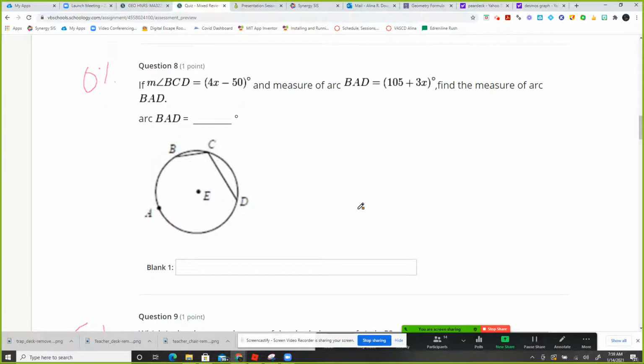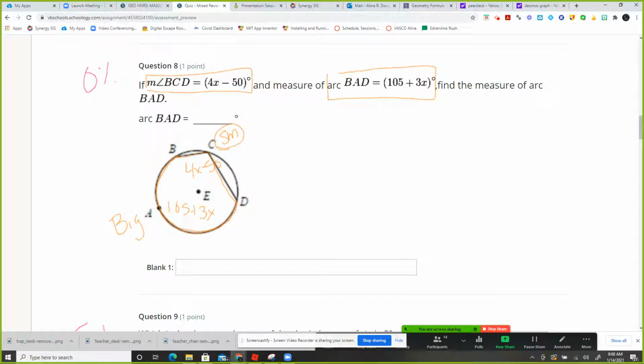Question number 8 is another inscribed angle. We've got a small angle and a big arc. The trick here is to translate, and it is a trick until you get used to it. So angle, that's measure of angle BCD. So this angle right here, BCD, is 4x minus 50. And that is the small thing. The angles are small. Then the measure of arc BAD, from B all the way past A and all the way to D, that whole big arc is 105 plus 3x.